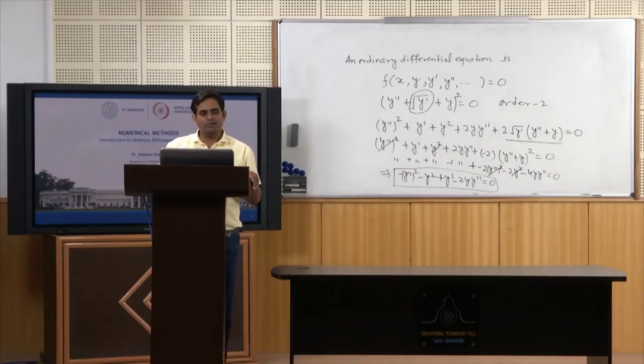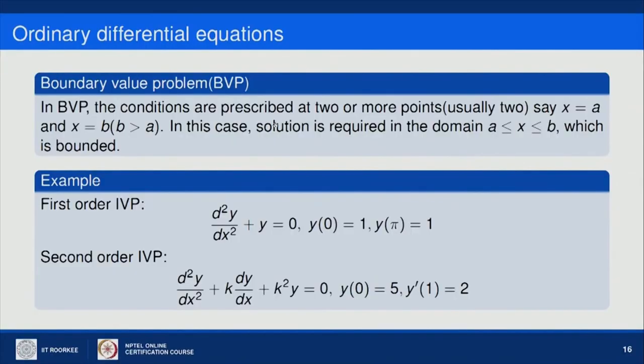On the other hand, in boundary value problems, the conditions are prescribed at two or more points, usually at two, say x equals a and x equals b, where b is always greater than a. In this case, the solution is required in the domain x belonging to the closed interval a to b, which is bounded. For example, take the differential equation d2y over dx squared plus y equals 0, where the domain is the closed interval from 0 to pi, with y(0) equals 1 and y(pi) equals 1.